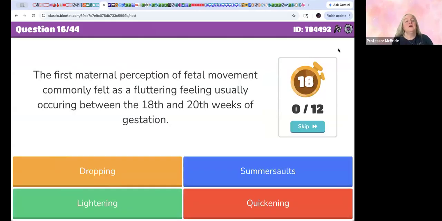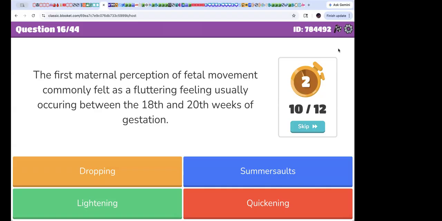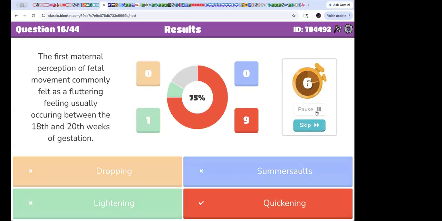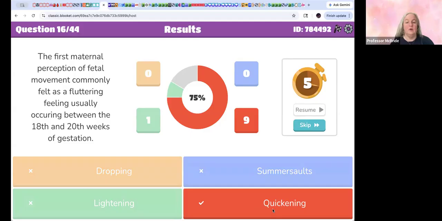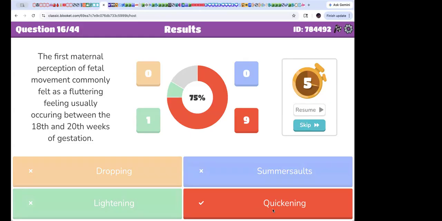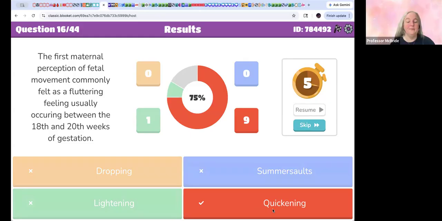The first maternal perception of fetal movement, commonly felt as a fluttering feeling, usually occurs around the 18th to 20th week of gestation. This is quickening. Quickening is what sign of pregnancy? It is presumptive. Even though this is the first fetal movement, it's something she tells you, it's not something you can assess. So you're correct that this is presumptive.